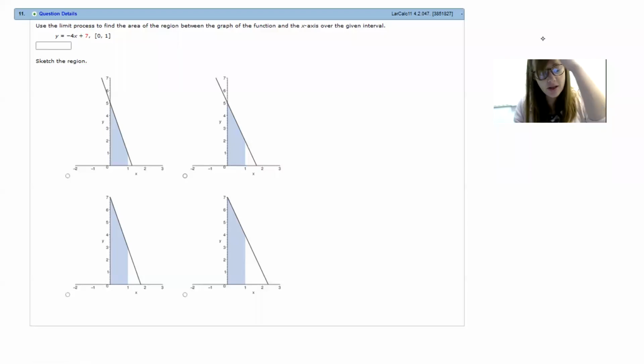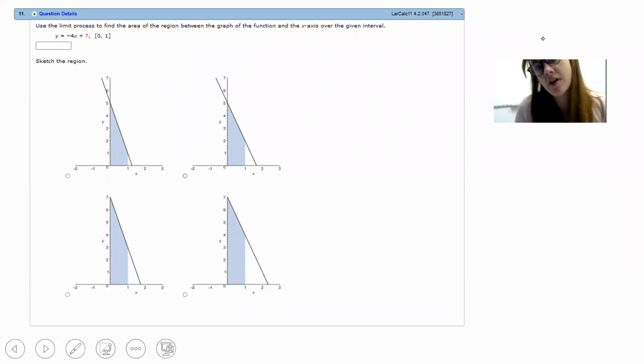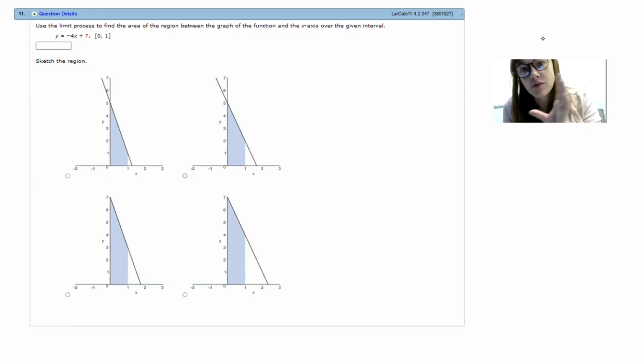Hi, so we are looking at section 4.2, problem number 11. If you haven't done some approximate area under the curve problems, like number 7, you're going to want to do those first before you get into this one, because this builds up to it. If you watched the previous video for exercise 7, you used rectangles to approximate the area under a curve.